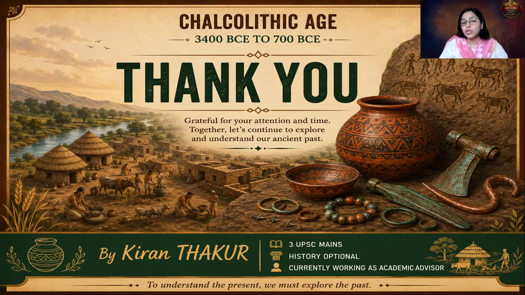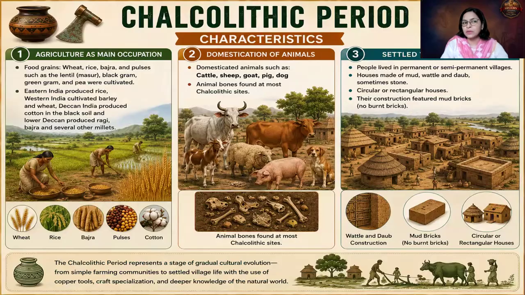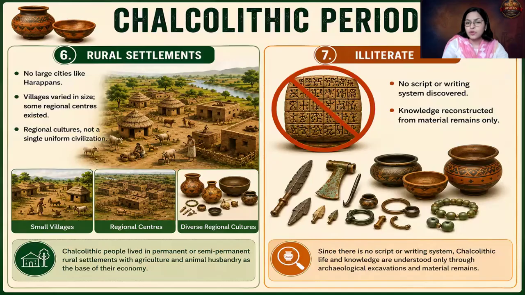And from the mains perspective, you need to remember the characteristic features of the Chalcolithic age. There can be a direct 10-marker: state the characteristic features of the Chalcolithic period. In such a question, you need to elaborate on these 10 points. Agriculture as the main occupation. The secondary is the domestication of animals. Village settlements, with mud brick houses. Art and craft: you need to write that they were excellent coppersmiths and excellent stone workers. Religious beliefs: they believed in the concept of life after death. Rural settlements: the Chalcolithic age is a rural settlement age. Illiterate: no script, no written system.